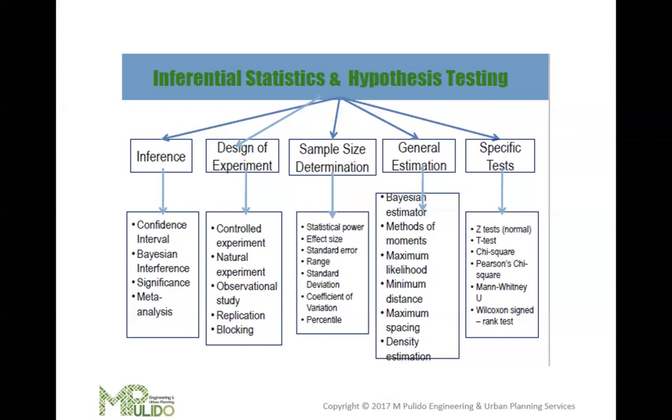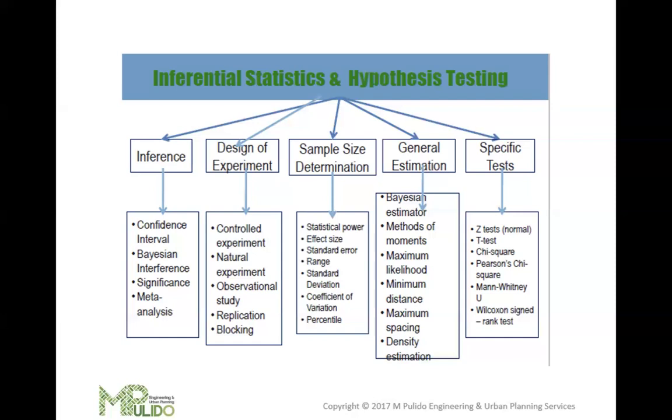Blocking is grouping experimental units that are similar in some way and randomly assigning treatments within these groups to control for variables. For example, in agriculture, blocking might involve grouping plants by soil type to control for its effects on growth. Then sample size determination is crucial to ensure that the sample accurately represents the population.